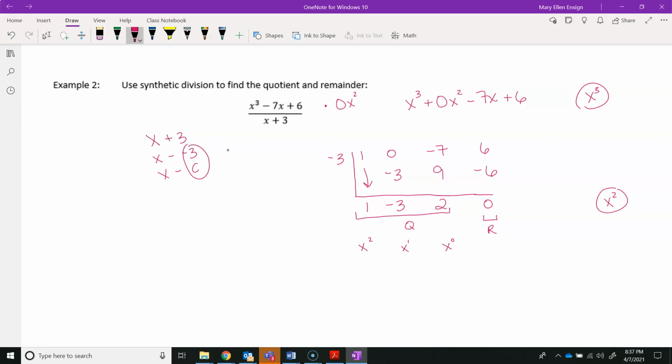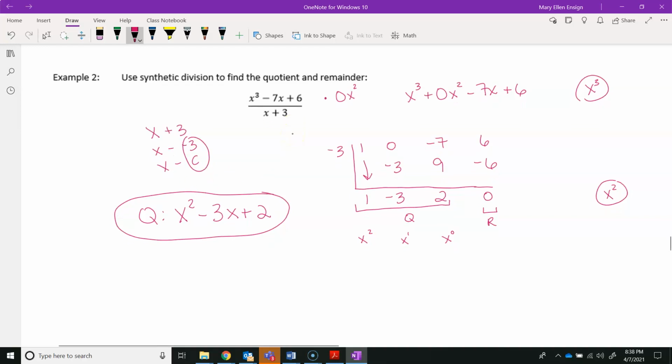it does end up 1 degree lower. So my quotient is then going to be x squared, or 1x squared, minus 3x plus 2. My remainder is 0, so if it asks for it specifically, I can give it, otherwise I don't have to.